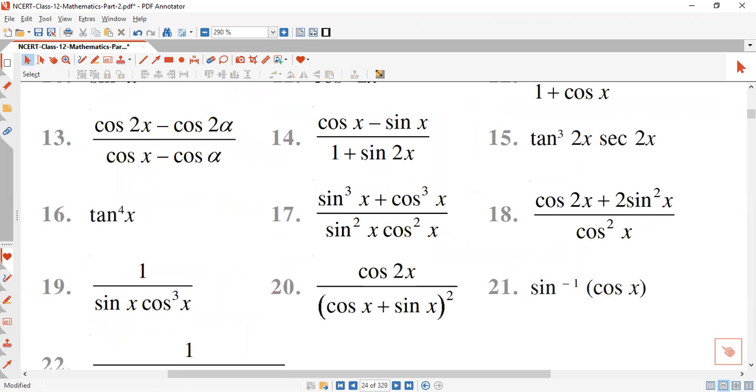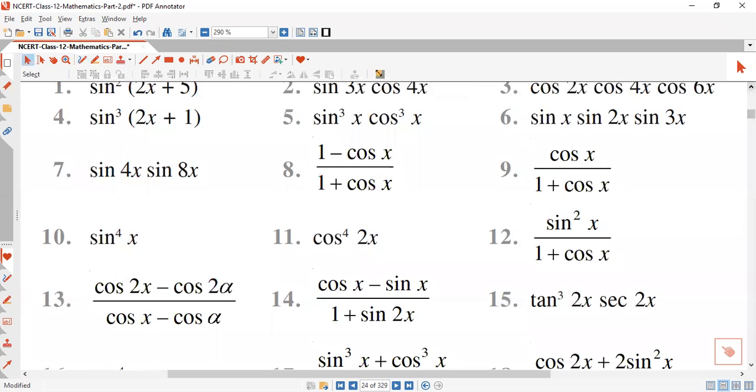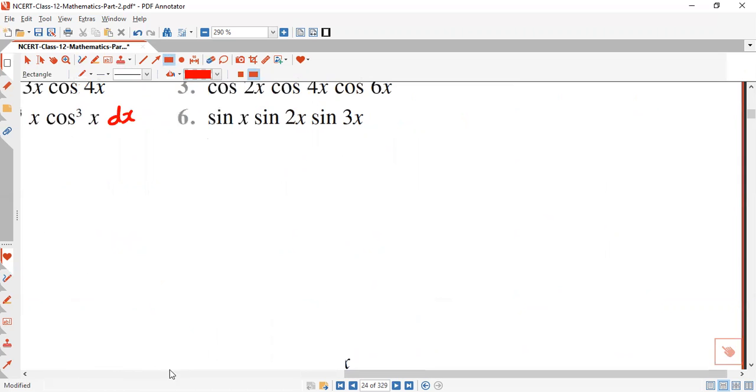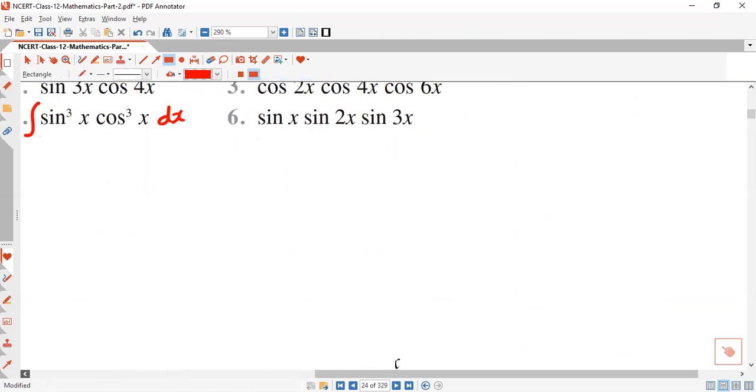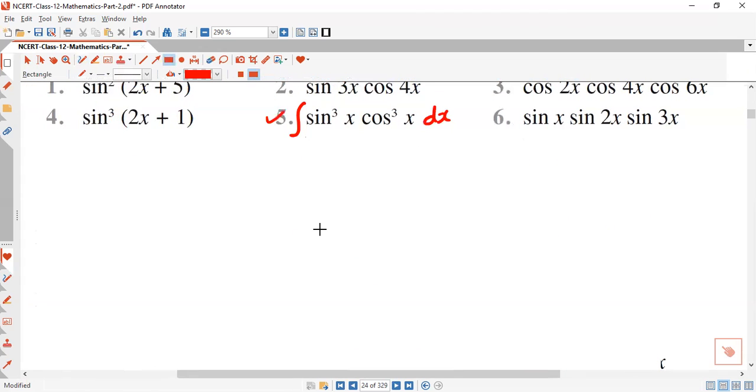Now we do question number 4. Question 4 we have done already, no doubt. Question number 5: sine cube x cos square x dx. You see the power of cube is there, the cubes are there, an easy question. All right, so in this question, sine cube x cos cube x dx are there.